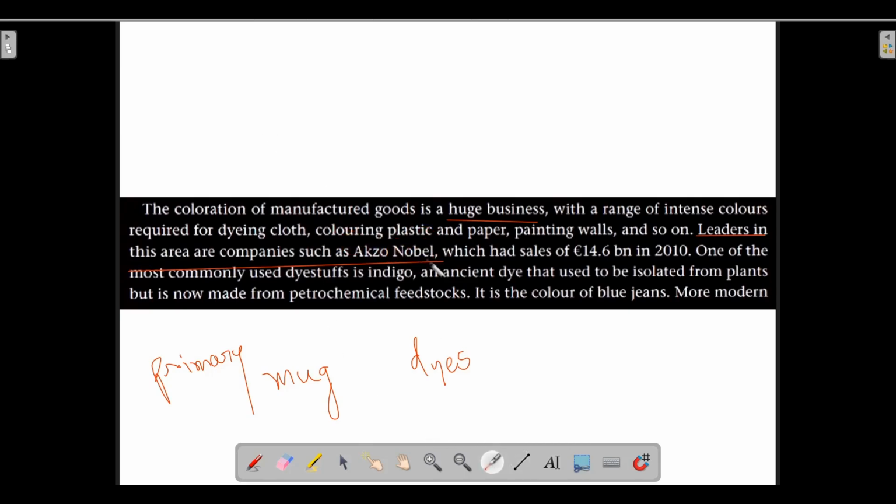Now this Akzo Nobel is a company which had sales of euro. This symbol is of euro. Just remember, this particular symbol is the euro symbol. Euro is the currency of the European Union. This is euro. Its symbol is like this. So Akzo Nobel had the sales of euro 14.6 billion. They had the sales of euro 14.6 billion in 2010 itself. Such an old figure. Now the sales might have increased even much more. Okay, this was in 2010.